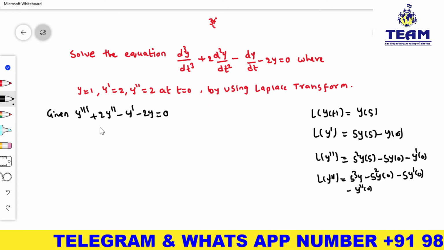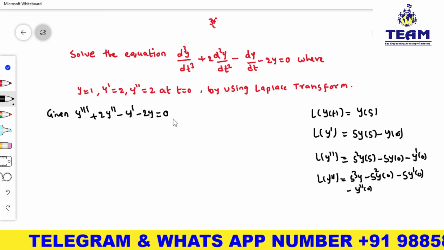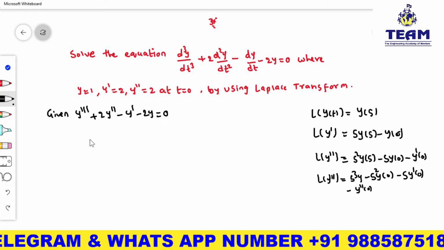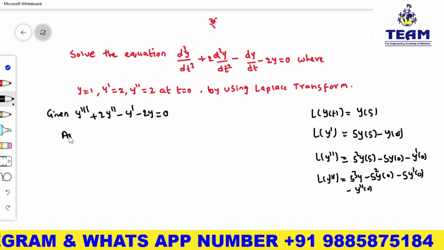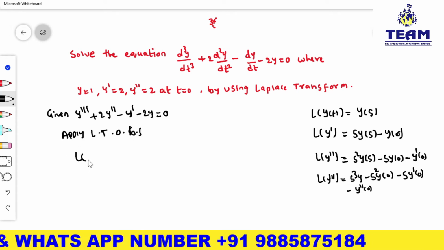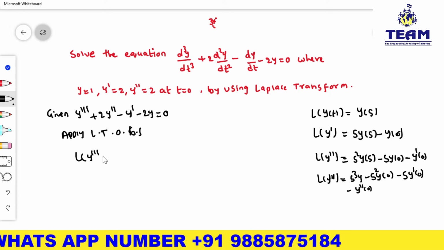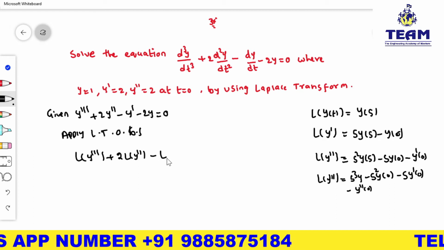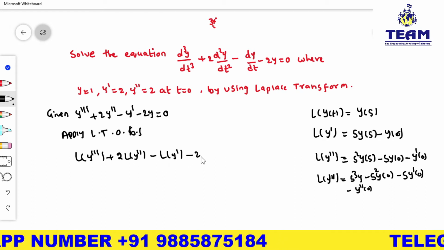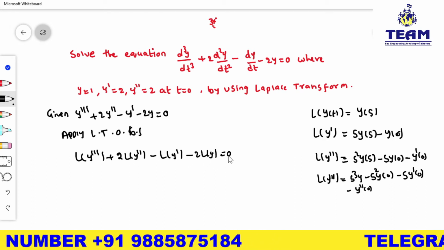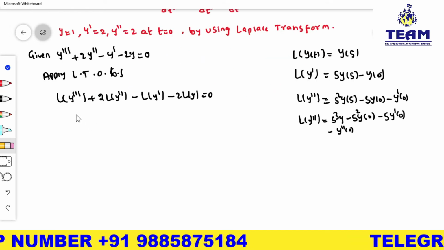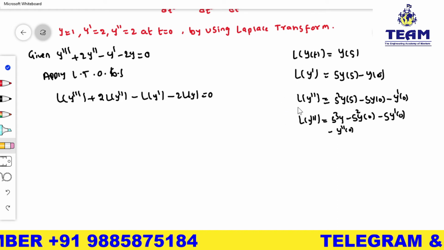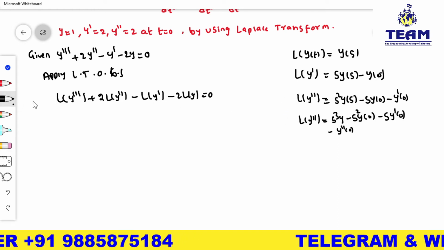Friends, here you observe the differential equation, on the right side what do you have? 0. There is no constant, luckily. Now applying Laplace transformation on both sides, then from the linearity property we have L of y triple dash plus 2 into L of y double dash minus L of y dash minus 2 into L of y is equal to 0. Friends, to simplify this equation, we have to use the L of y dash, L of y double dash, L of y triple dash formulas.